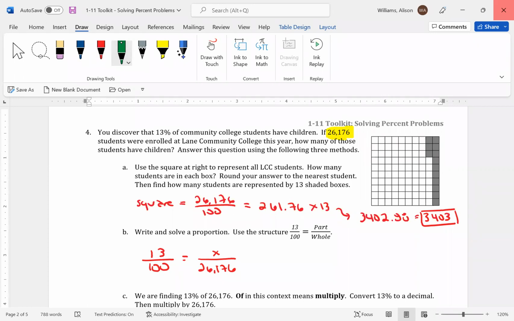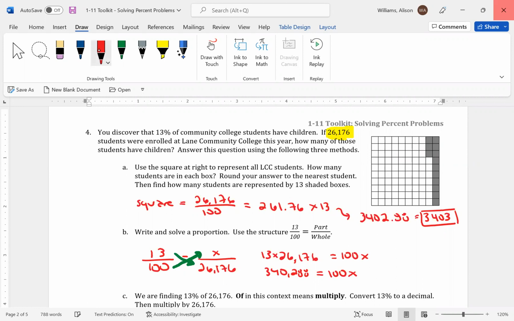So to solve it, I'm going to cross multiply. So I'm going to multiply 13 times 26,176, which on my calculator, I get 340,288. And then I'm going to set that equal to the other cross multiplication of 100x.